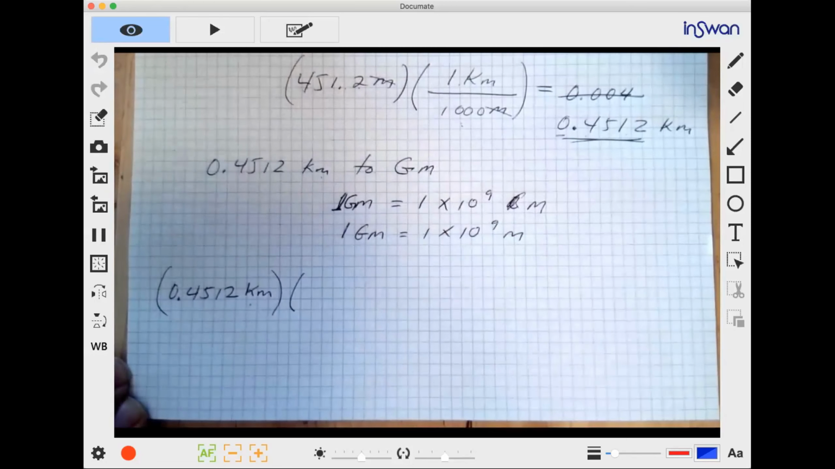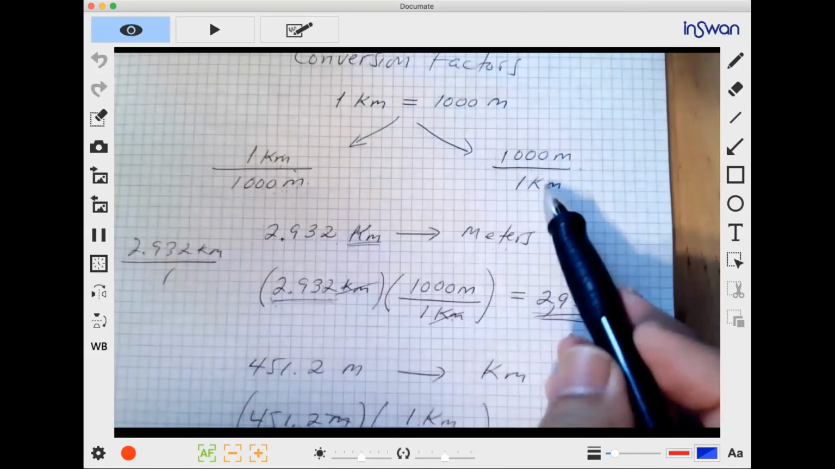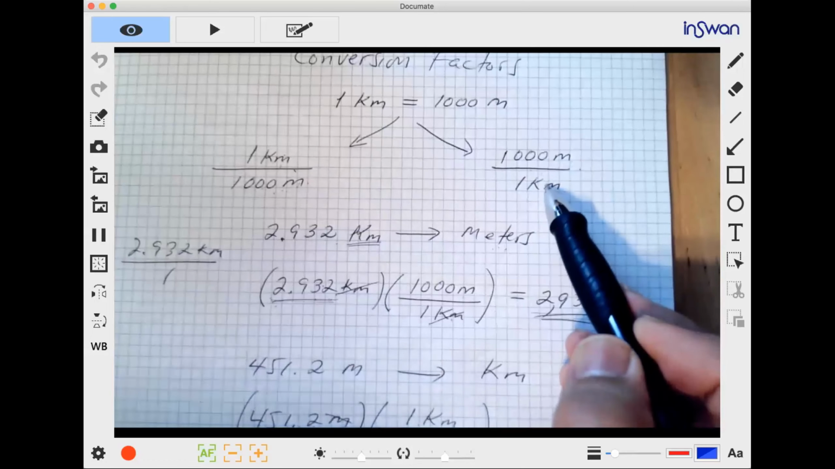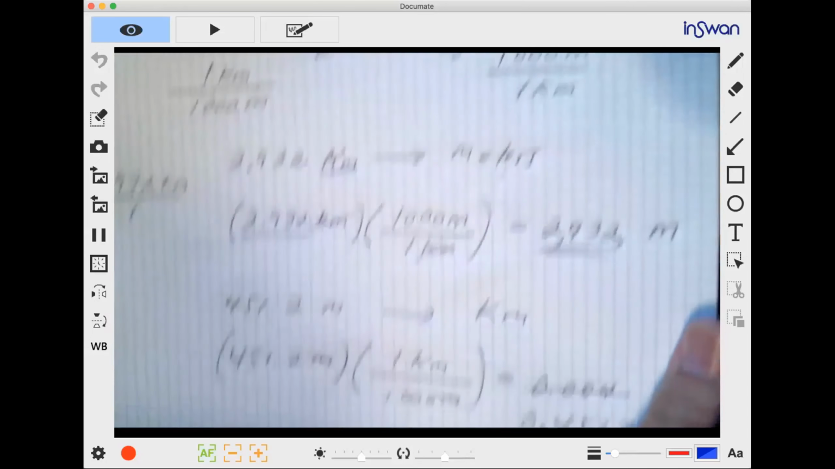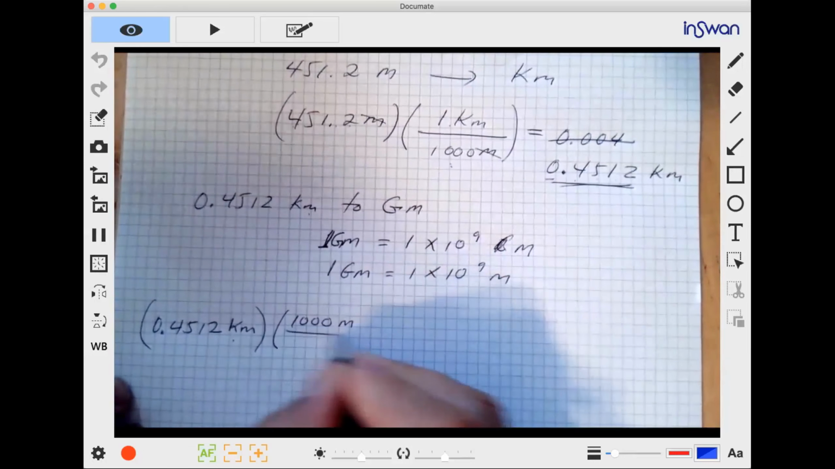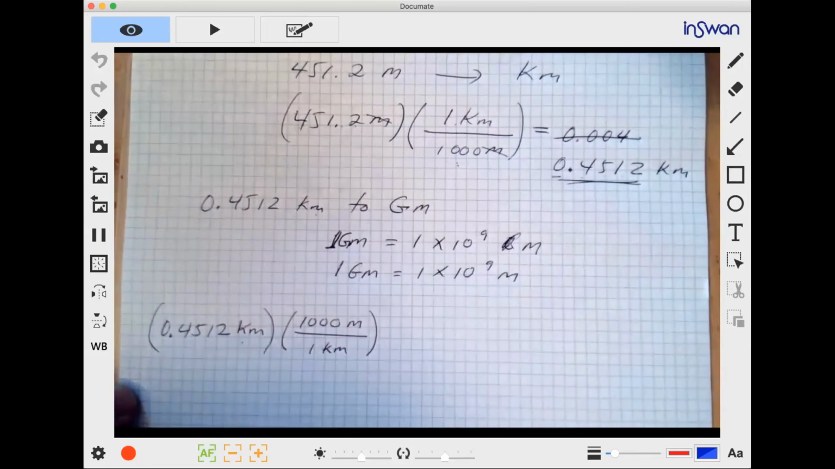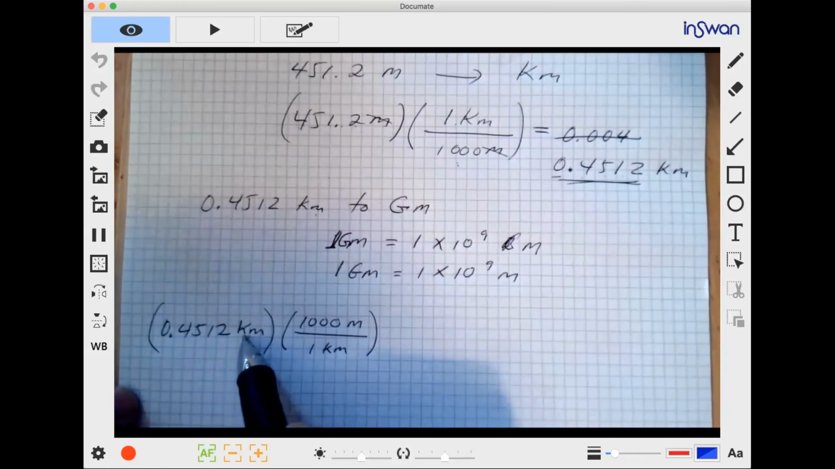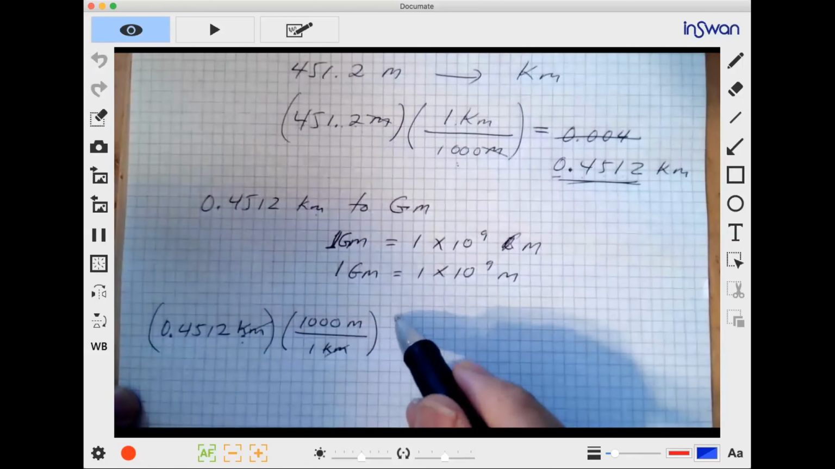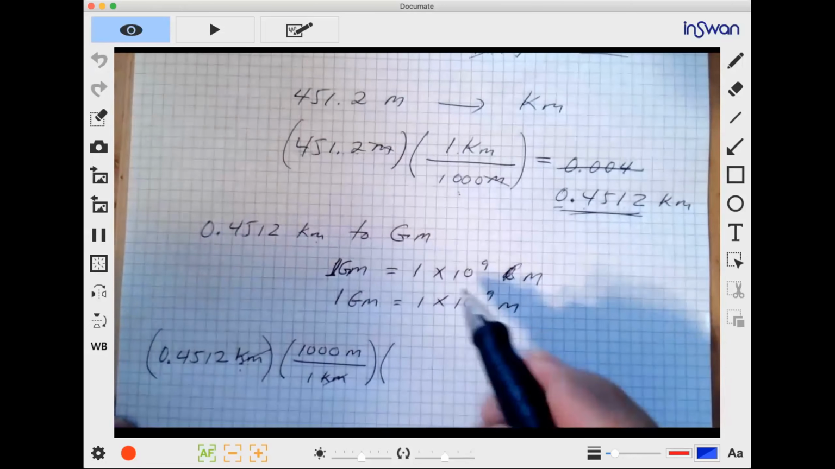I know that from the previous example that I can choose one of these 2 conversion factors so that I change the kilometers into meters. So I'm gonna choose the one on the right because that's gonna cancel out the kilometers. So I put here 1,000 meters divided by 1 kilometer. But I'm not done yet because we want gigameters. Now, notice that this is gonna cancel with that. So now we put another parenthesis and we look at this equality.